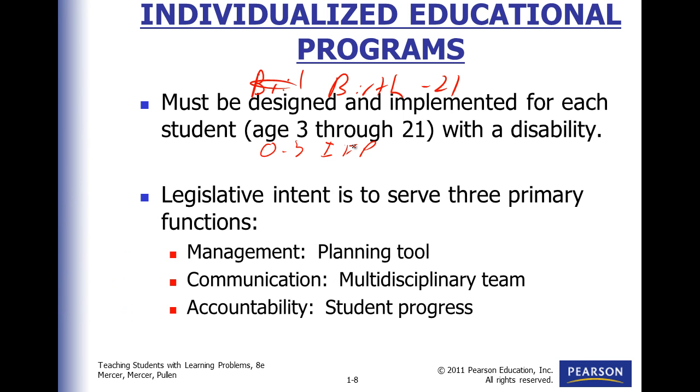So the legislative intent of this is to serve 3 primary functions. This is the 3 primary functions of the IEP. Okay, so know this. It's a planning tool, it's a communication tool, and it's a progress tool. What are the 3 functions of the IEP? Planning tool, communication tool, progress tool.